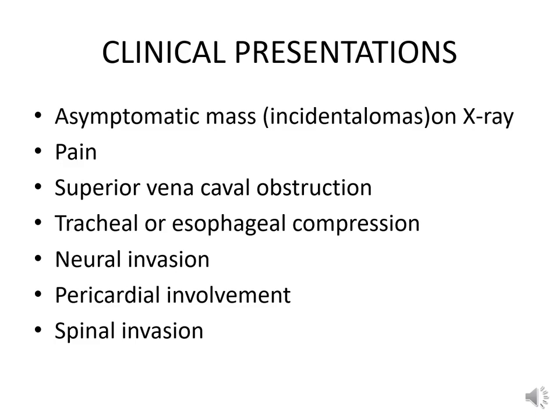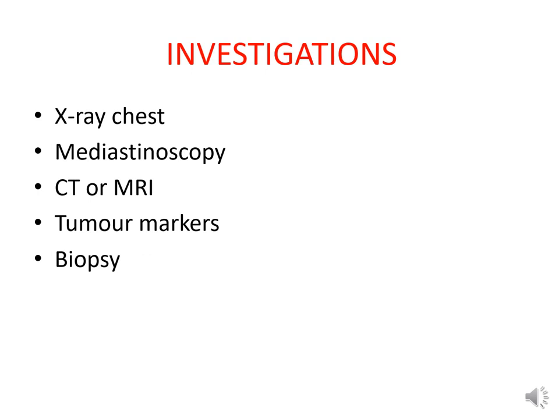Or they could cause tracheal and esophageal compression if they are in the middle or posterior mediastinum. They may involve the nerves as well as the pericardium, and the spinal cord can also be involved by these tumors. Now, investigations. X-ray chest is the primary investigation. This will show us the mass. If AP and lateral views are taken, we can easily assess which part of the mediastinum is involved. Then we have mediastinoscopy, CT or MRI, the tumor markers, and biopsy.